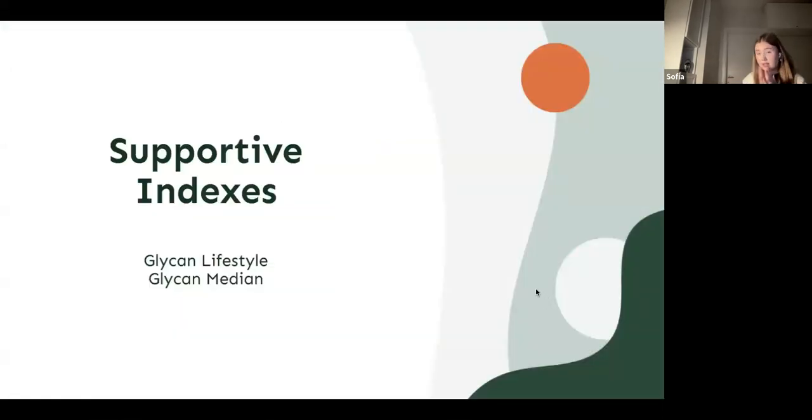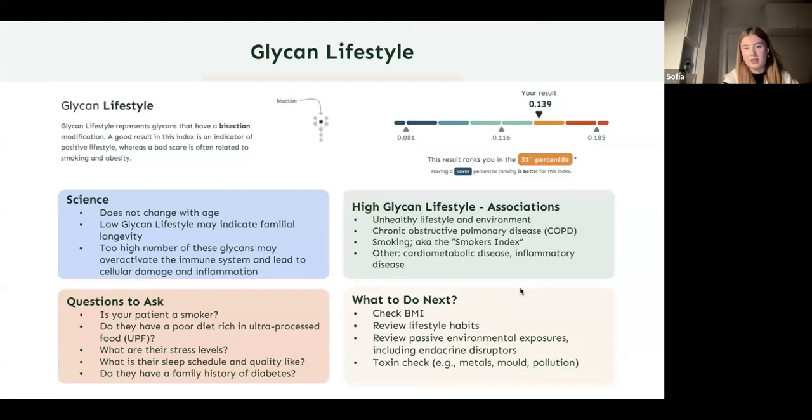Okay, this was the pro-inflammatory index. We are now moving on to the supportive indexes. The key thing to know about the supportive indexes is that they do not go into the GlycanAge calculation themselves because they do not change with age. But what they are useful for is monitoring the success of your interventions because they are all connected to different things and different lifestyle changes.